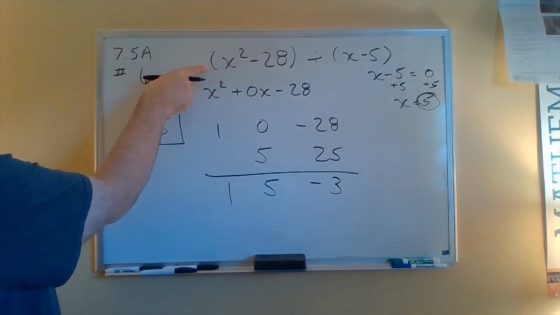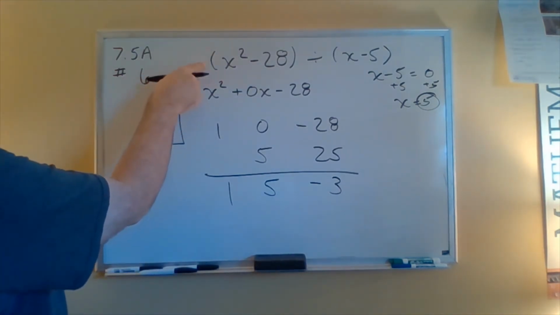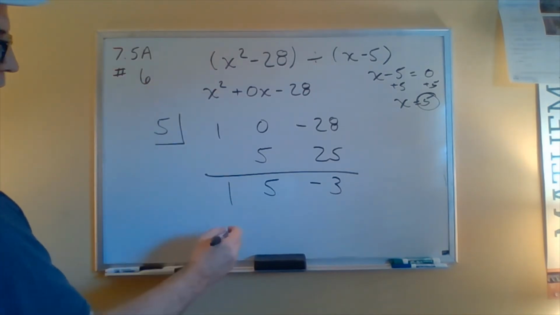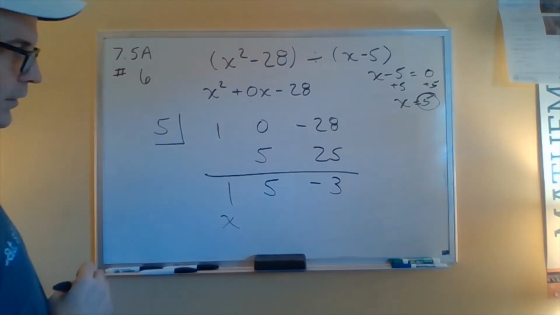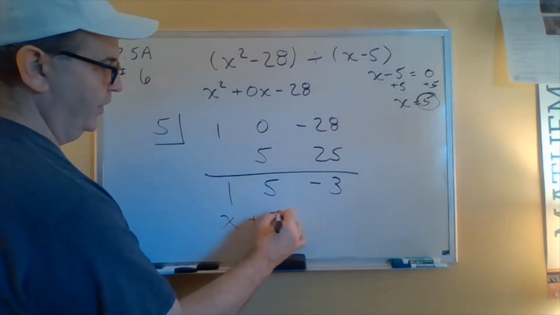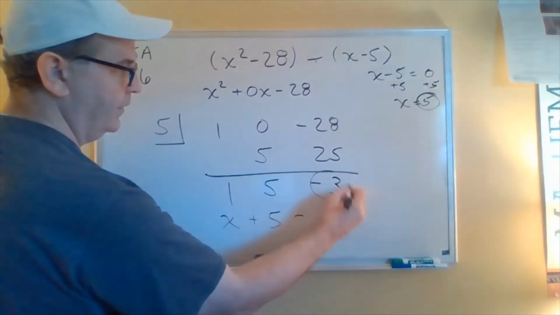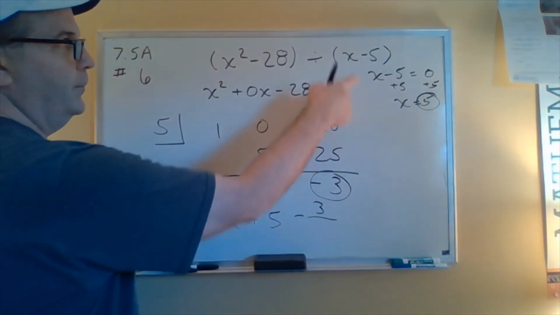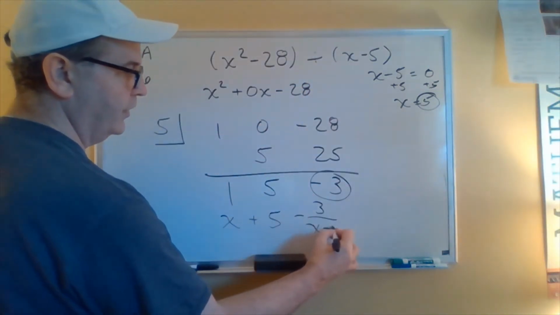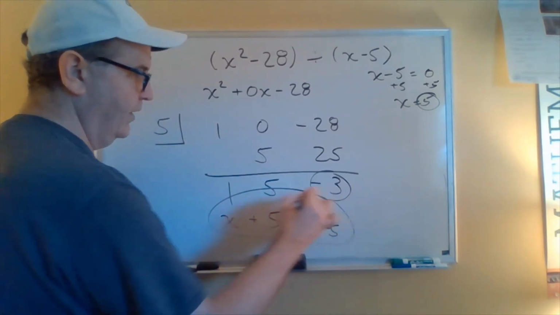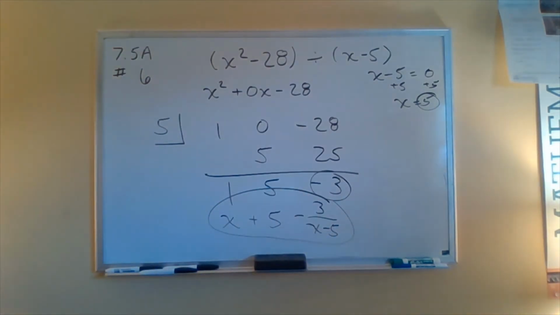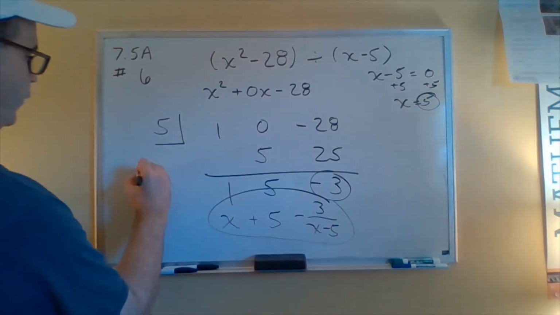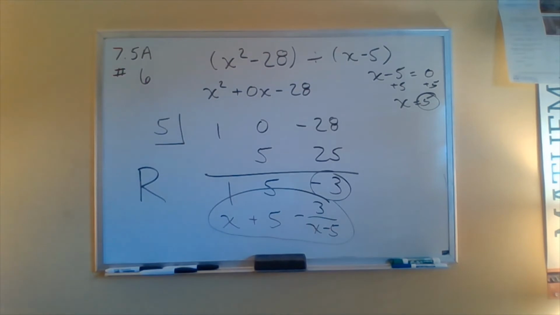I'm going to start 1 degree less than I started with. This was a degree 2, so I'm going to start out with a degree 1. So that's going to be 1x to the first power, plus 5, minus, this is my remainder, minus 3. So I put 3 in my numerator. In my denominator, I'm going to put the original divisor of x minus 5. So my answer to number 6 will be x plus 5 minus 3 over x minus 5. Or for purposes of our riddle, that matches up with the letter R.